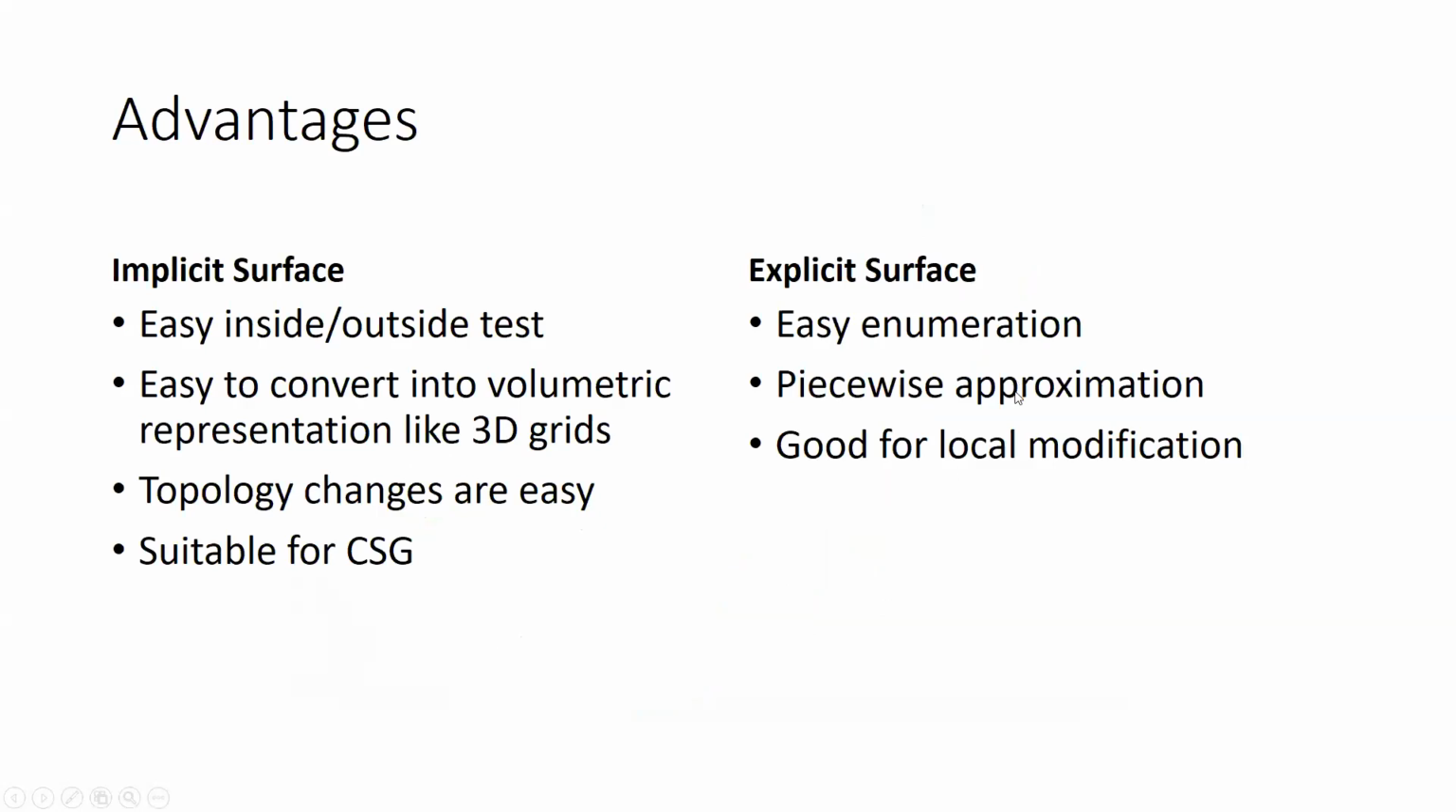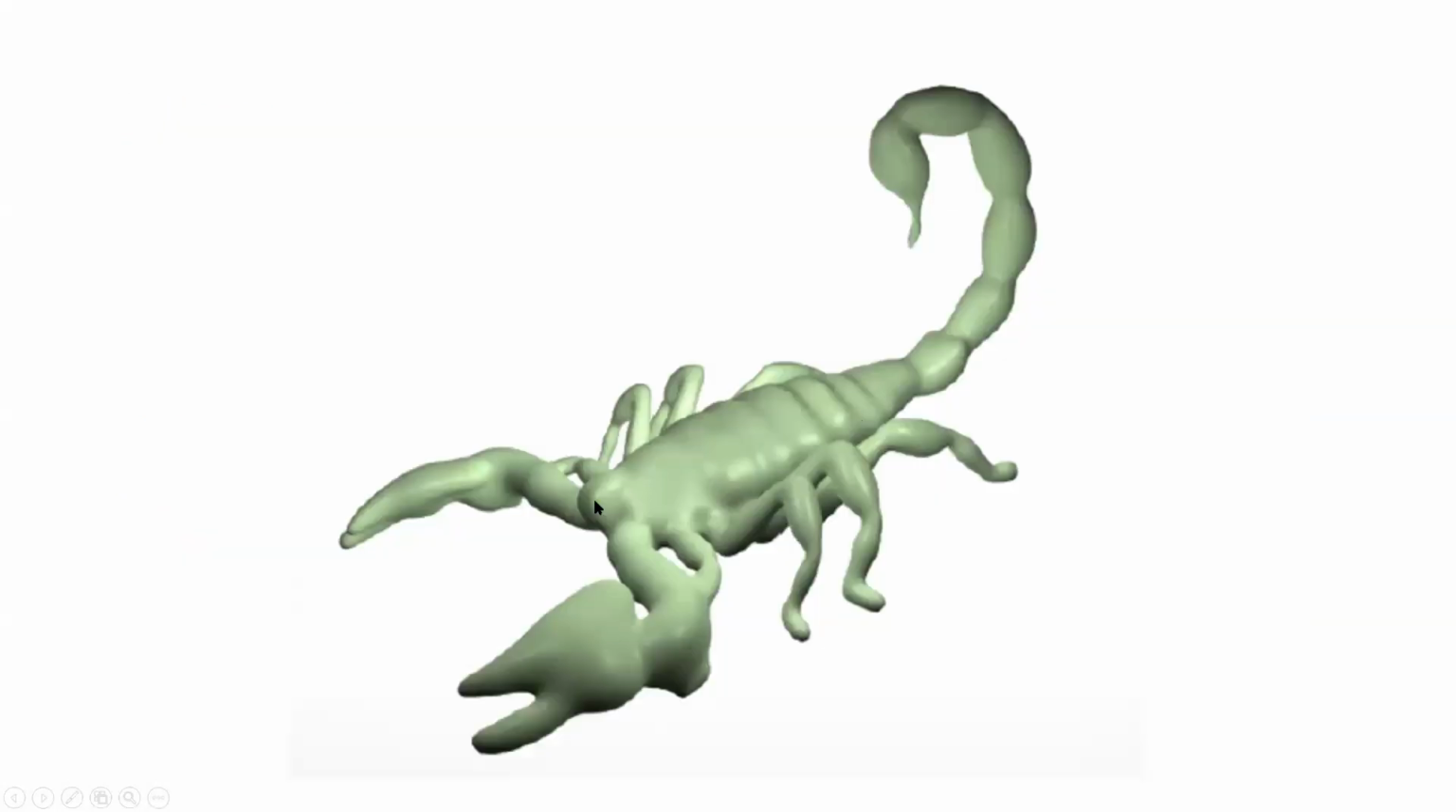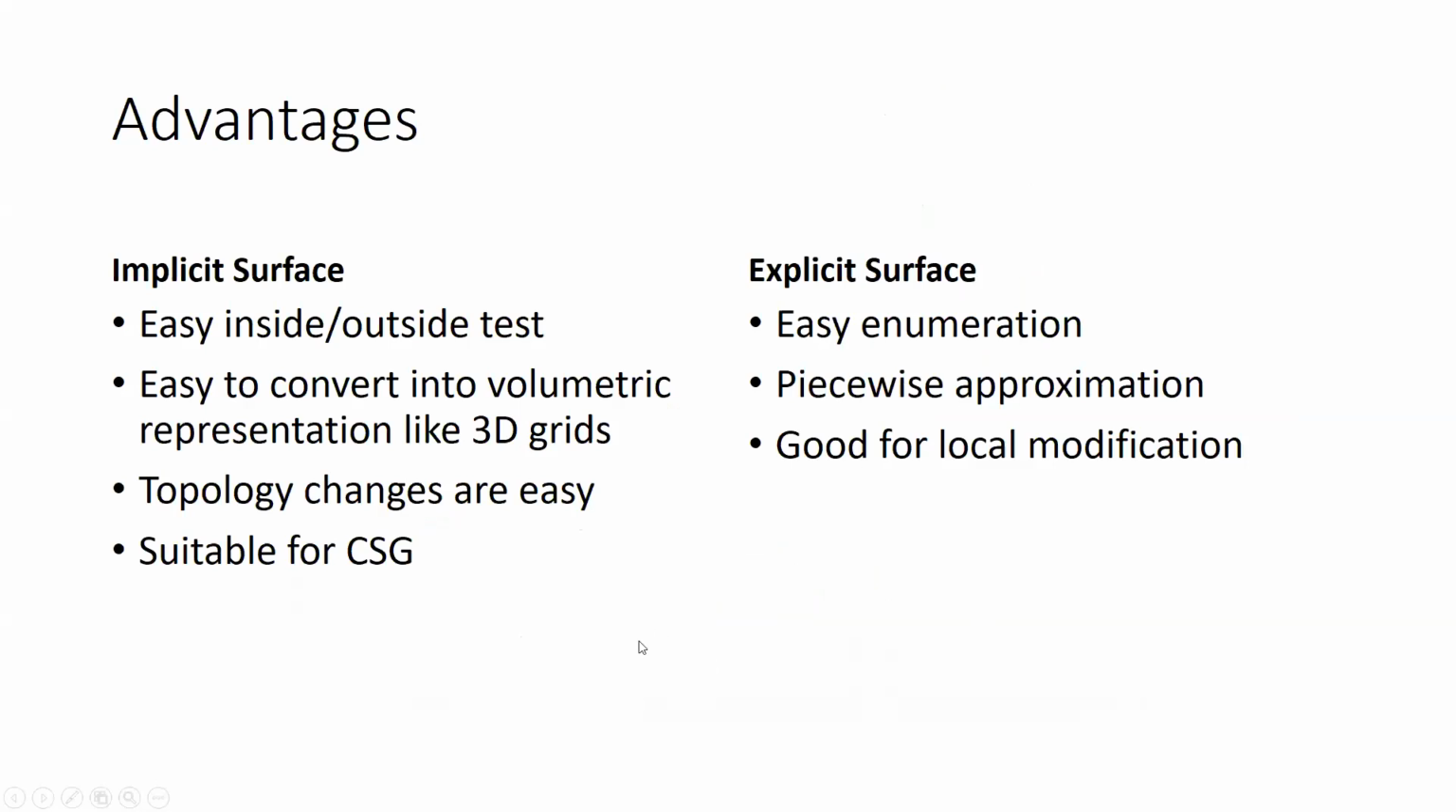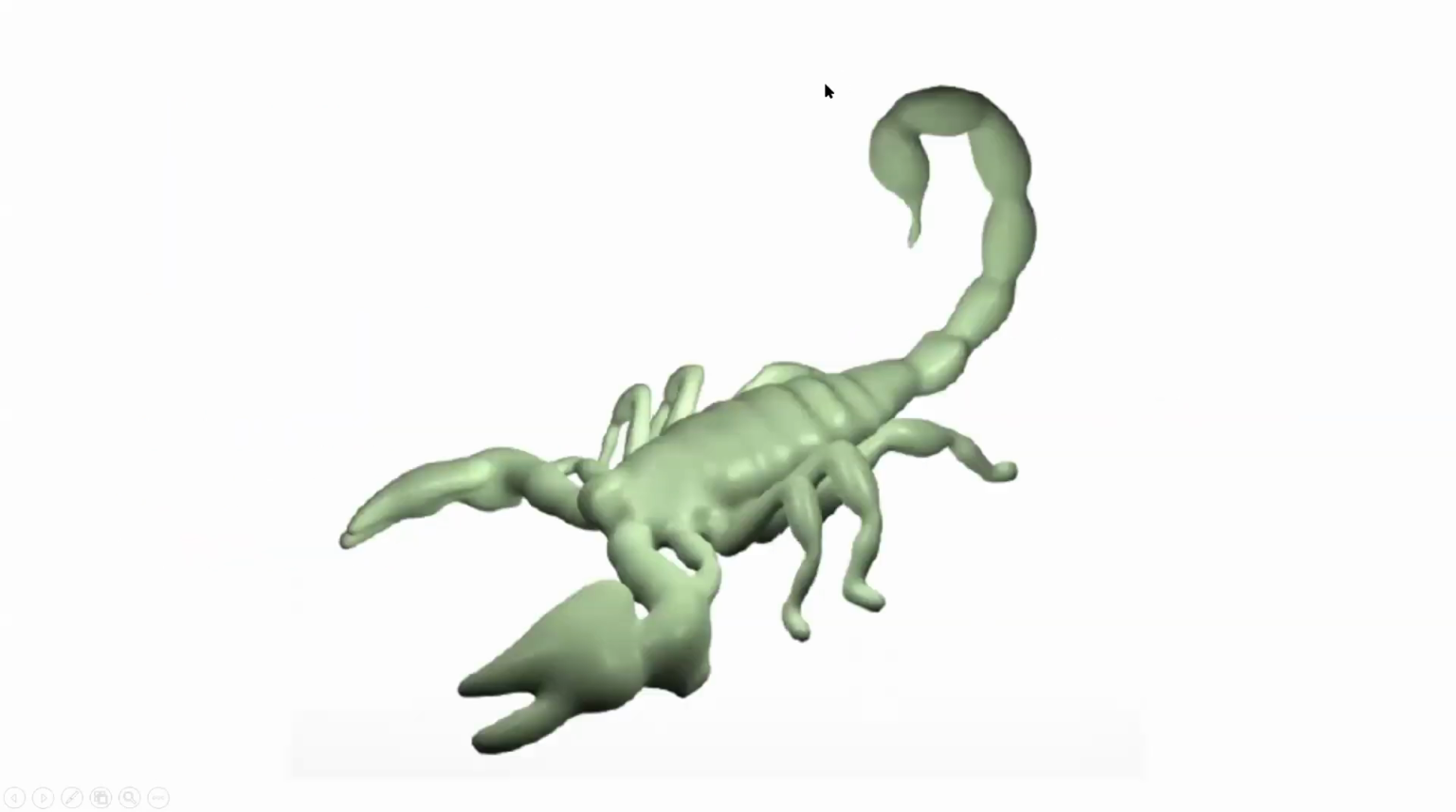But the explicit surface is very easy to enumerate, which means on the surface, for example, this one, how do you draw a path from here to there? How do I traverse it? For implicit surface, it's very difficult. But for explicit surface, it's very simple because you can just walk on the surface and you can do piecewise approximation and local modification. And for implicit surface, it's hard because when you modify something here, your function may affect a very large part, and you modify something in the middle, or the side one will be actually affected.